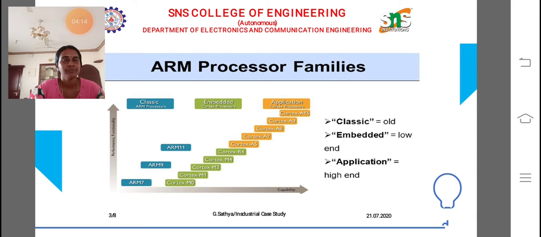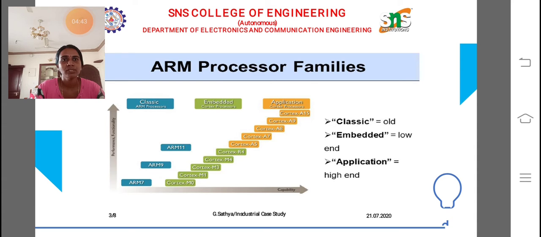First is the ARM classic processor. The ARM classic processor includes the basic processors, that is the ARM7, ARM9, and ARM11 processor families. These processors are still widely used around the globe, providing cost-effective solutions for many of today's applications. It is a basic processor unit, so it is mainly used for simple applications.